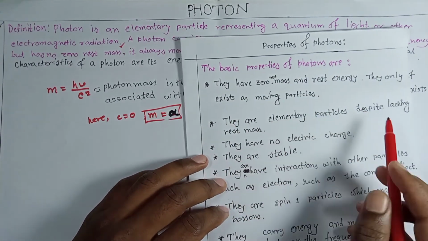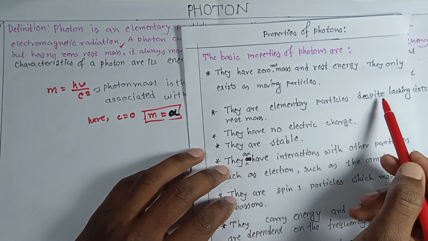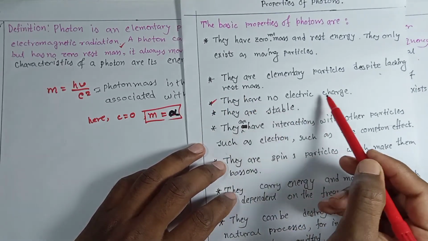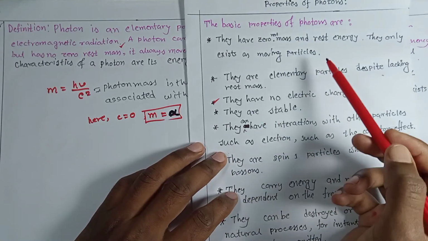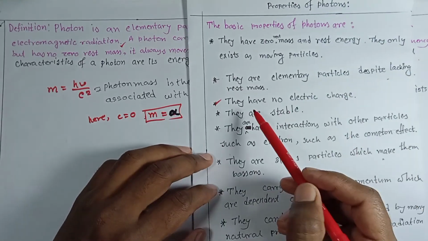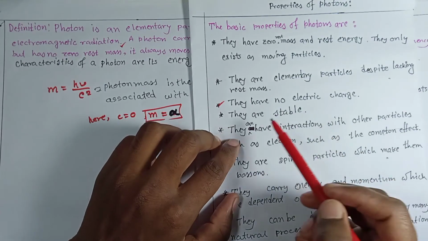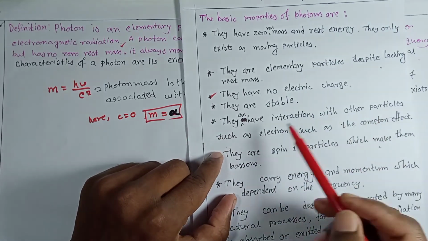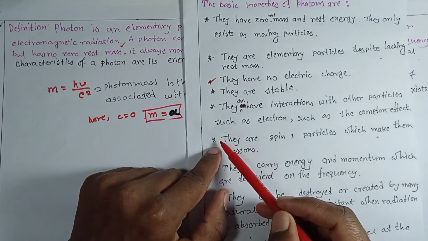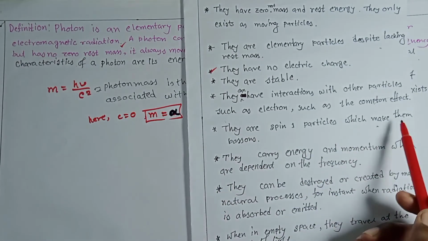They are elementary particles despite lacking rest mass. Third, they have no electric charge. The charge of photons does not exist. They are stable. They can interact with other particles such as electrons, for example the Compton effect. They are spin one particles, which makes them bosons.